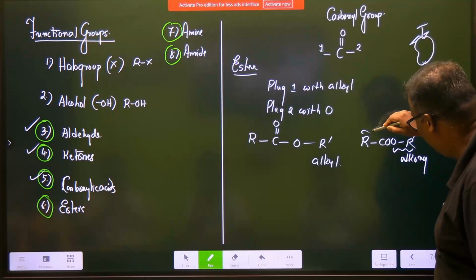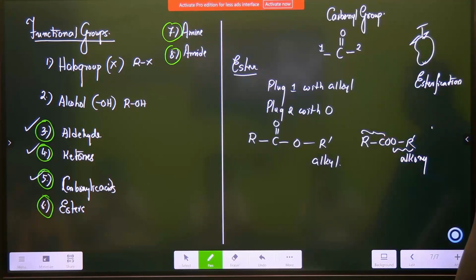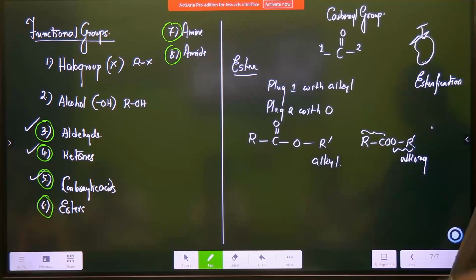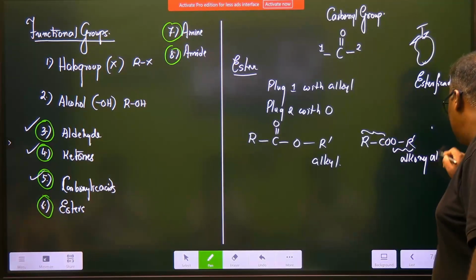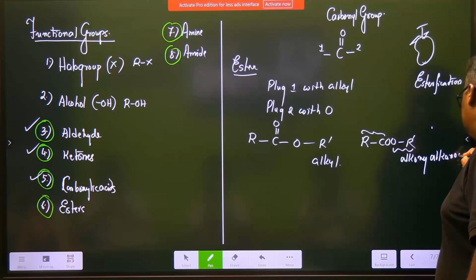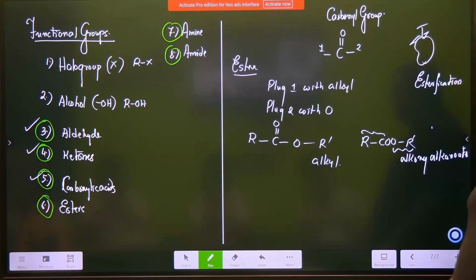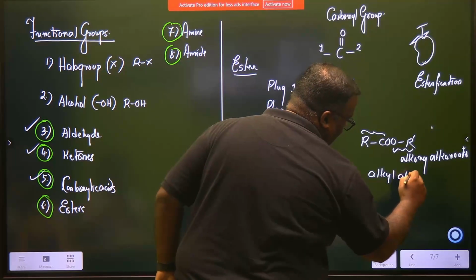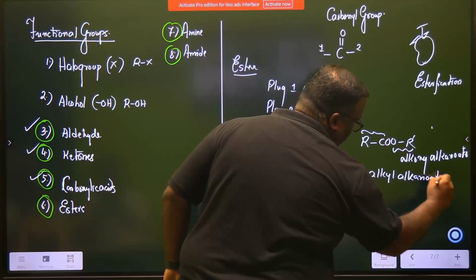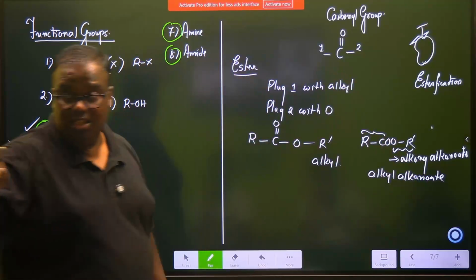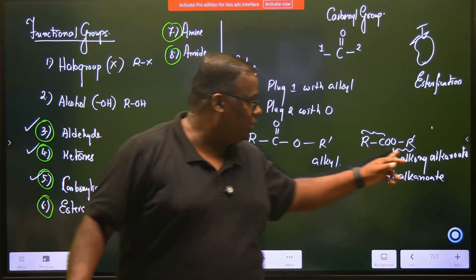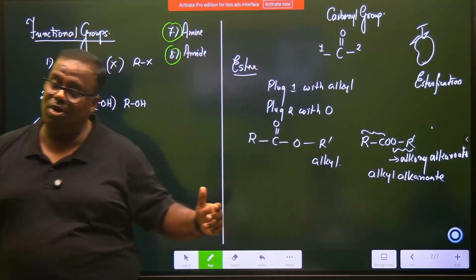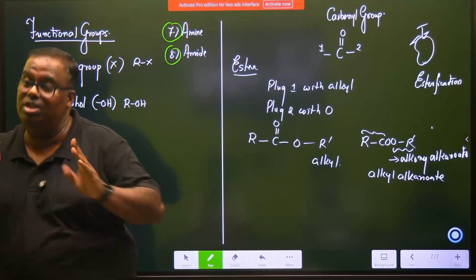And this alkyl group plus this carbon will be something. Suppose it was CH3, this is C. That means how many C? 2 C's. This part will be named as alkanoate. But nowadays we name it as alkyl alkanoate. Sir, why did you then teach me this? So that in the exam you remember, alkyl is the one which is attached with oxygen. Alkanoate is the one which is on the other side, including the carbon.